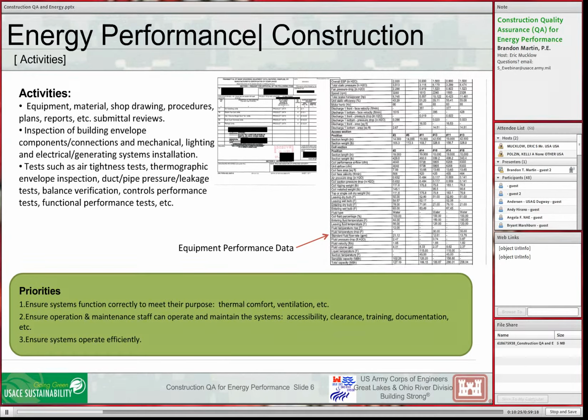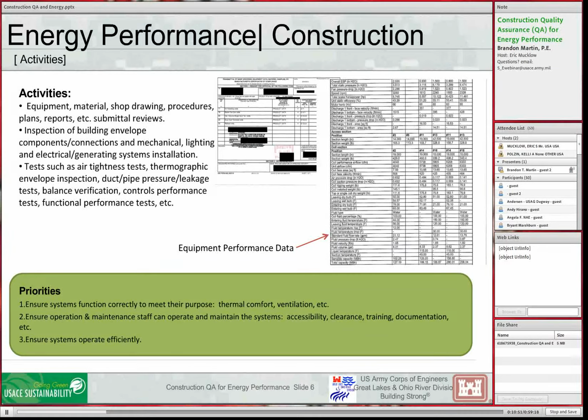On the slide here, you see an example of a cut sheet. It's an example of a submittal for an air handling unit. It happens to have energy recovery in it, and what you're seeing there is the equipment performance data. So this is an example of where we would look at submittals to make sure the performance matches what was in the design. And we don't want to focus solely on energy performance when we look at these, obviously.